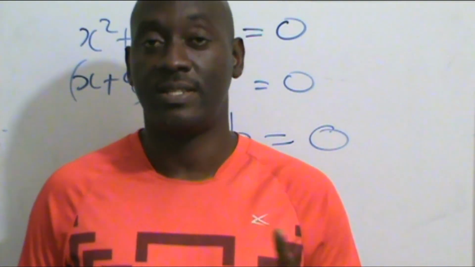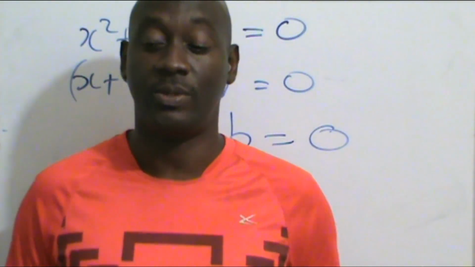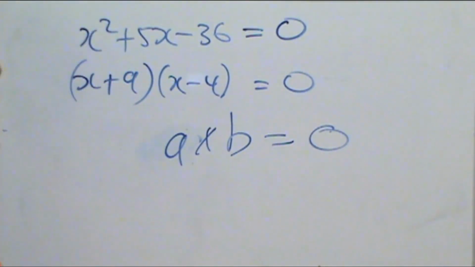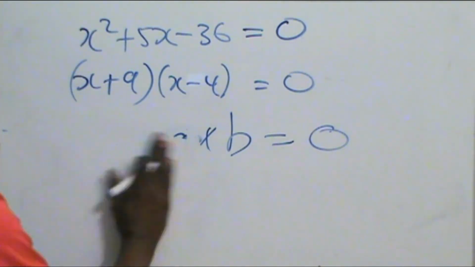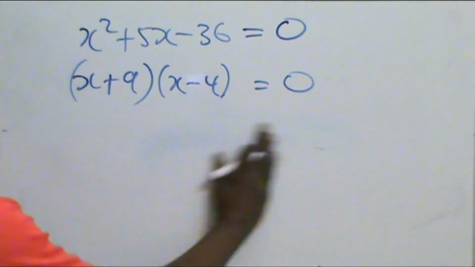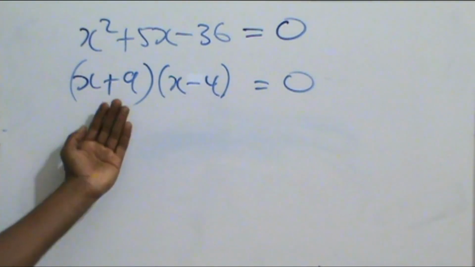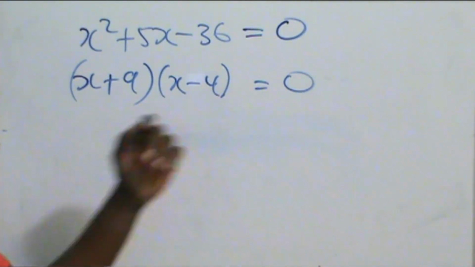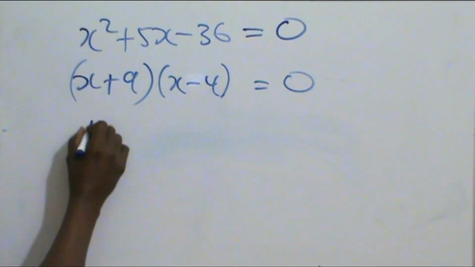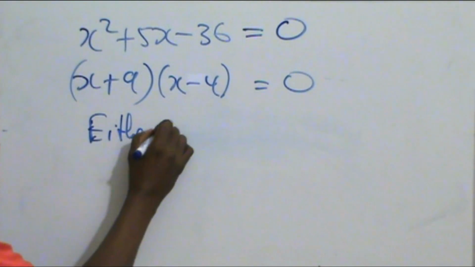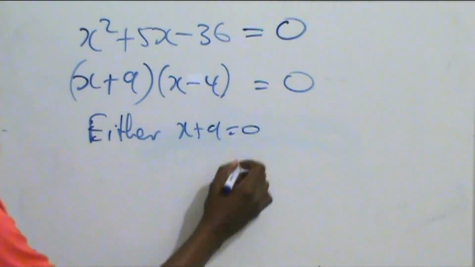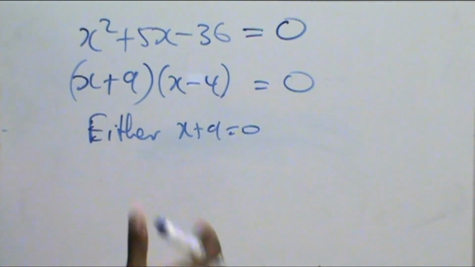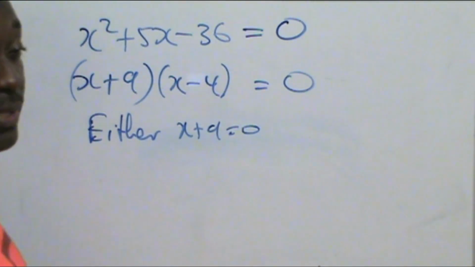So what we do is consider both cases, and that is what will give us the solution to this quadratic equation. Alright, so in this scenario here, we have x plus 9 and x minus 4 equal to 0. It means then either x plus 9 equals 0, in which case now we have a linear equation, and we just went through a whole set of videos to deal with that.